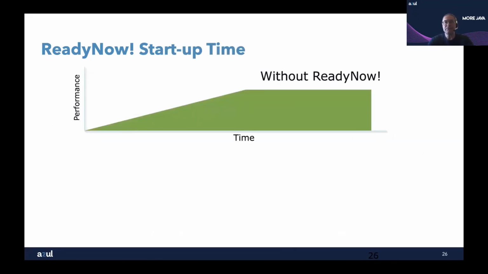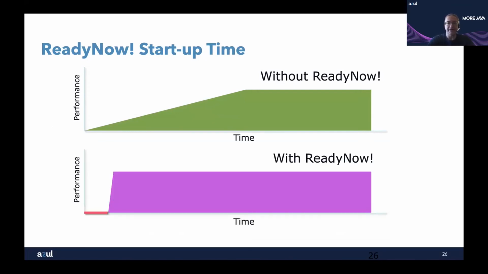Now, if we simplify the performance graphs, this is not latency now, this is overall performance. If we simplify that and we say, okay, with time, without ReadyNow, we go through this gradual warm up till we get to our optimum level of performance. If we look at it with ReadyNow, now that's much better because obviously we've got a much steeper graph and we get to that maximum level of performance much, much more quickly.